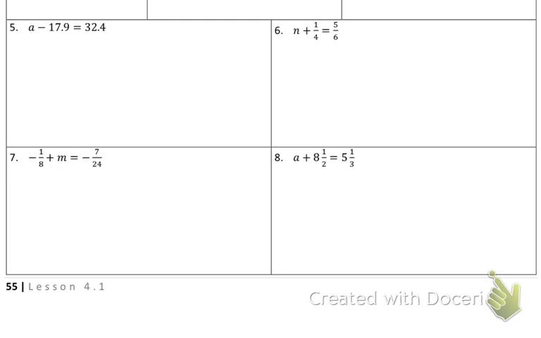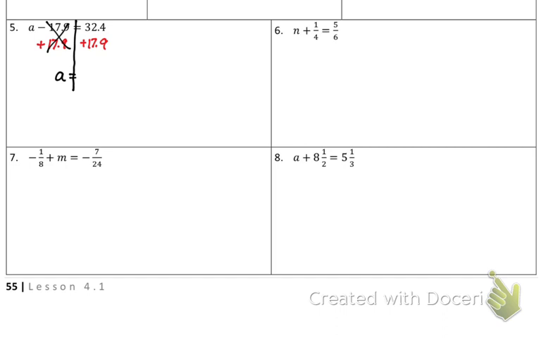Okay, what's the opposite of subtracting 17.9? Adding 17.9. So once again, we have two sides of an equal sign. One side we're going to do the opposite, add 17.9, and I need to add 17.9 to this side. That's going to give me A equals 50.3.